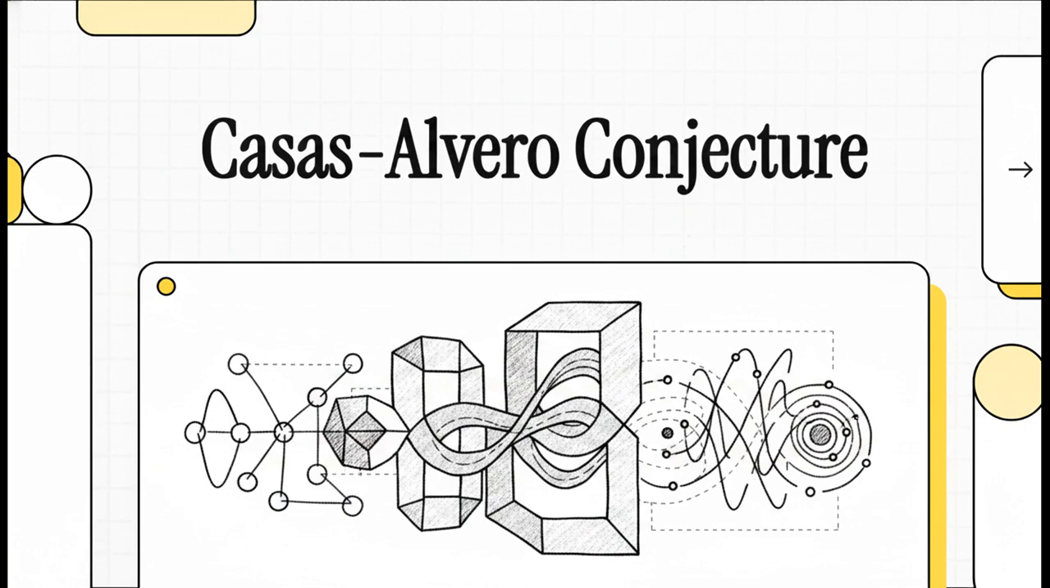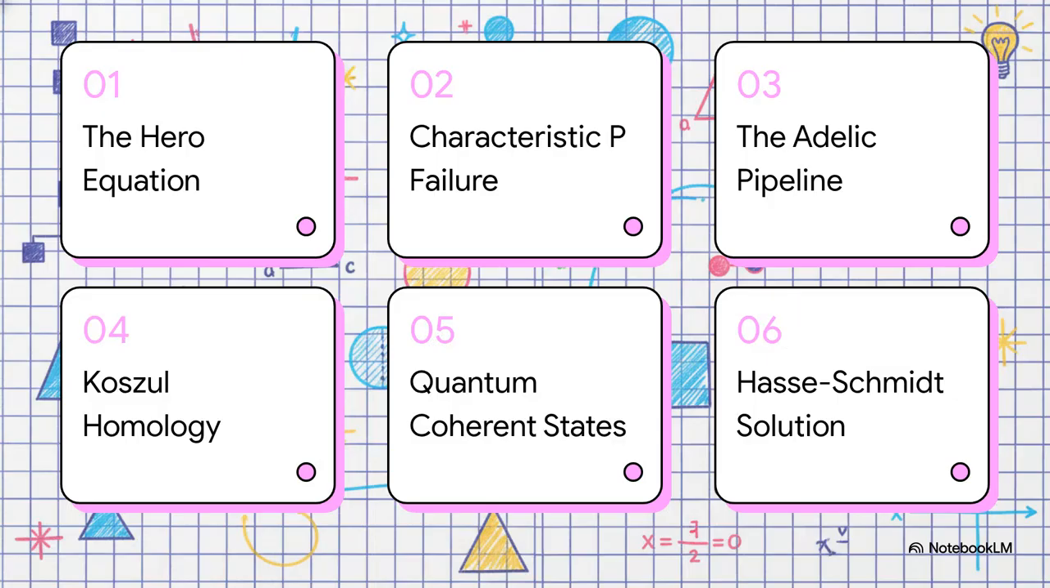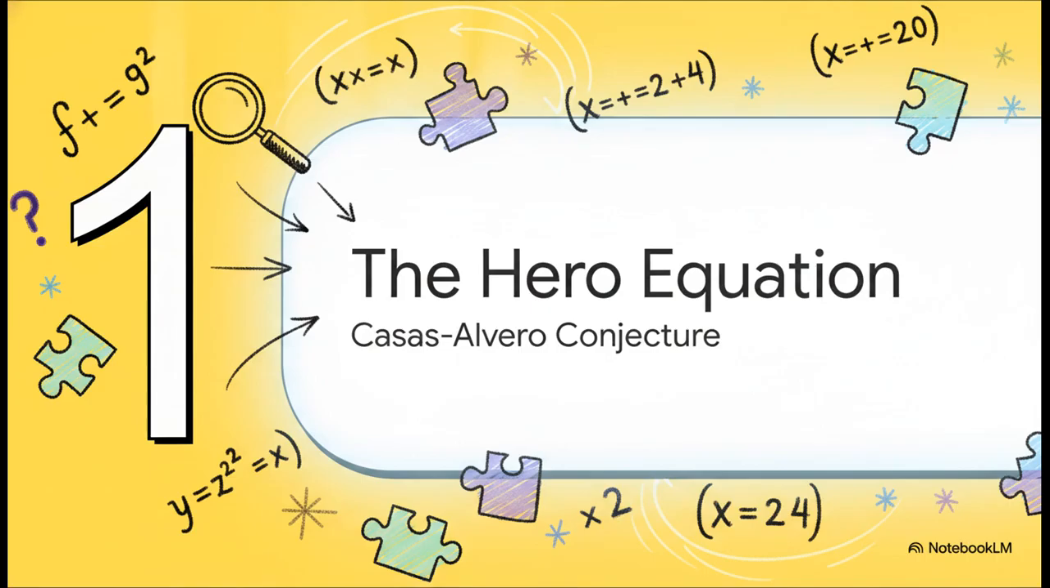Let's get into it. Before we tackle the really dense equations of the Langlands program, here is our quick roadmap. 1. The hero equation. 2. The characteristic P obstruction. 3. The Adelic pipeline. 4. Koszul homology. 5. Quantum coherent states. And finally, 6. The Hasse-Schmidt solution. All right, let's jump right into part 1, the Casas-Alvero hero equation.